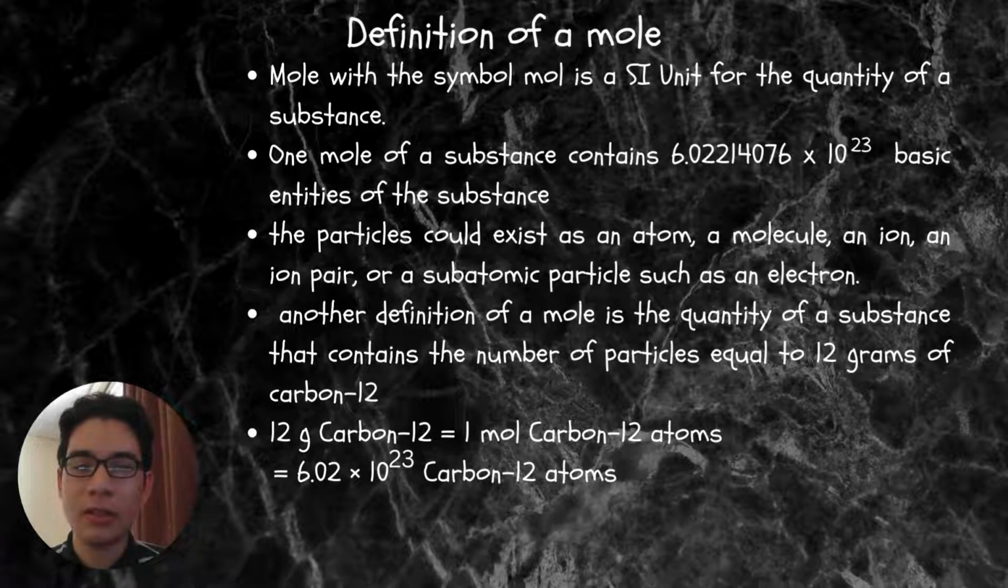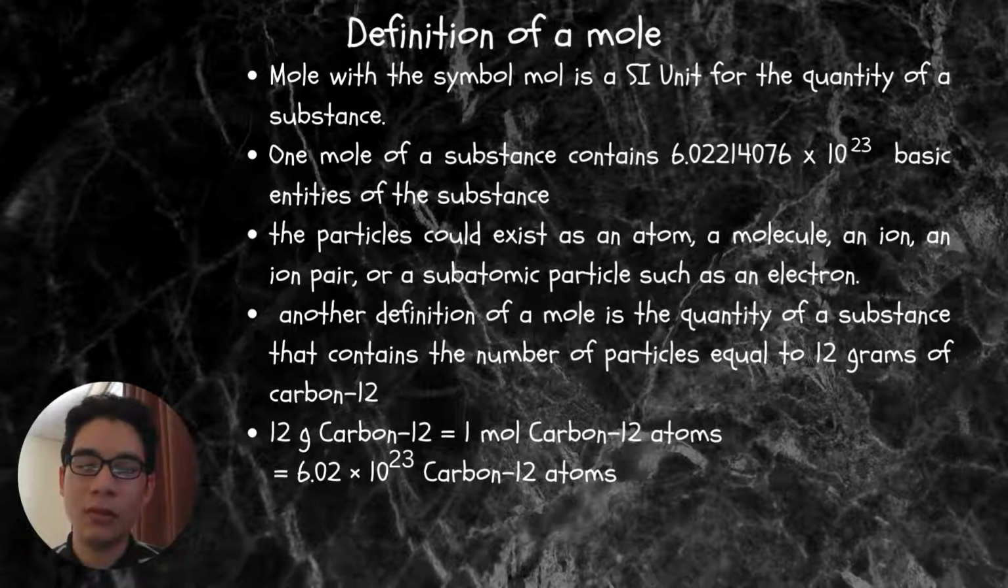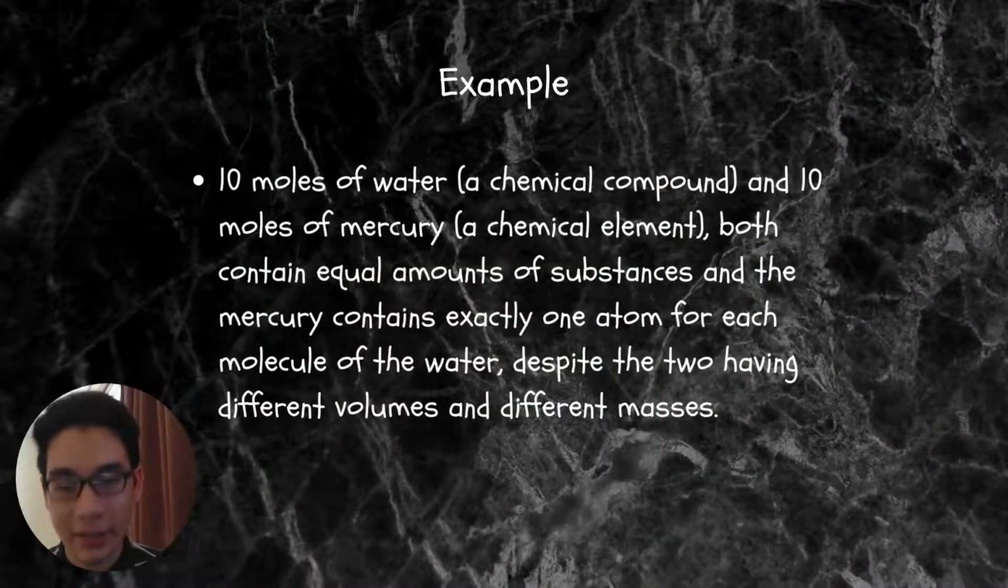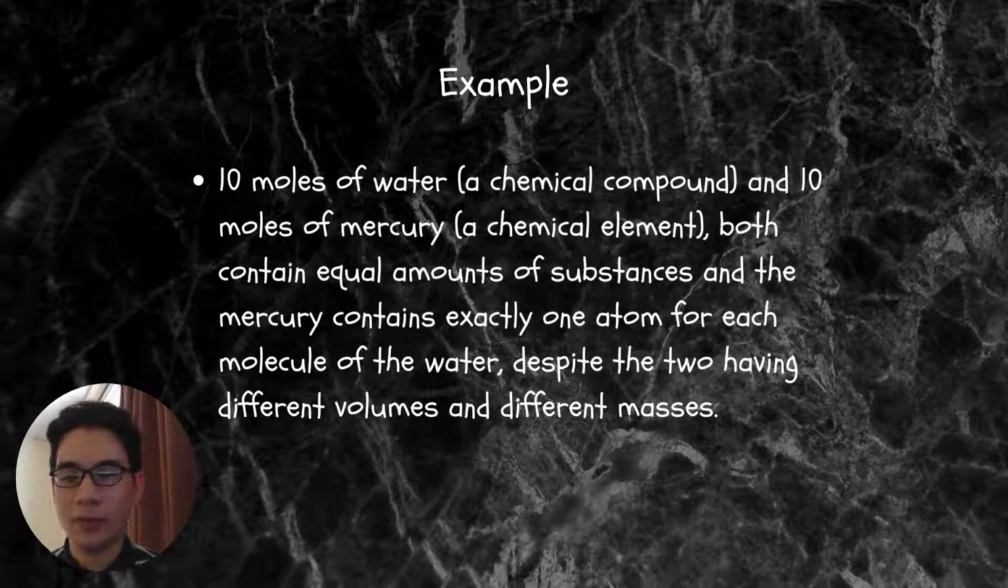So 1 mole of a substance contains 6.022140026 times 10 to the power of 23 basic entities of the substance. The entities could exist as atoms, molecules, an ion pair, or a subatomic particle such as an electron. Another definition for mole is the quantity of substance that contains the number of particles equal to 12 grams of carbon-12. So 12 grams of carbon-12 equals 1 mole of carbon-12 atoms, which equals 6.02 times 10 to the power of 23 carbon-12 atoms. The example is 10 moles of water, a chemical compound, and 10 moles of mercury, a chemical element. Both contain equal amounts of substance, and the mercury contains exactly one atom for each molecule of the water, despite the two having different volumes and different masses.